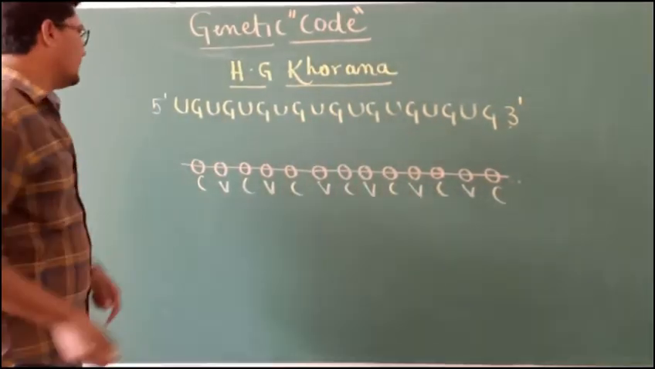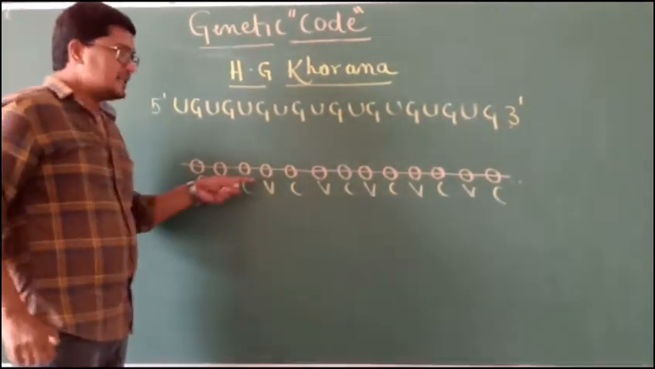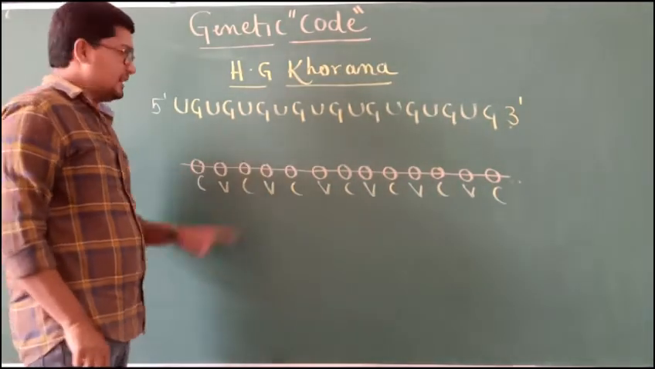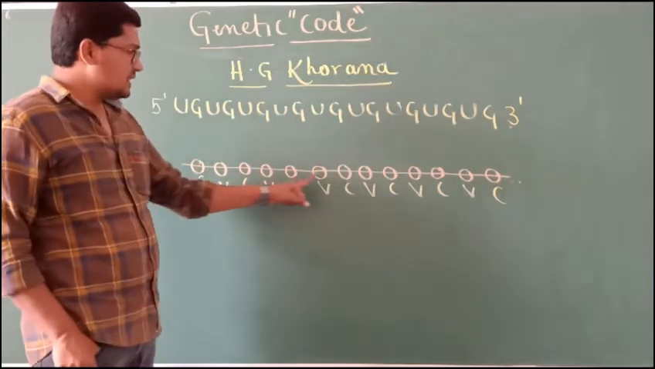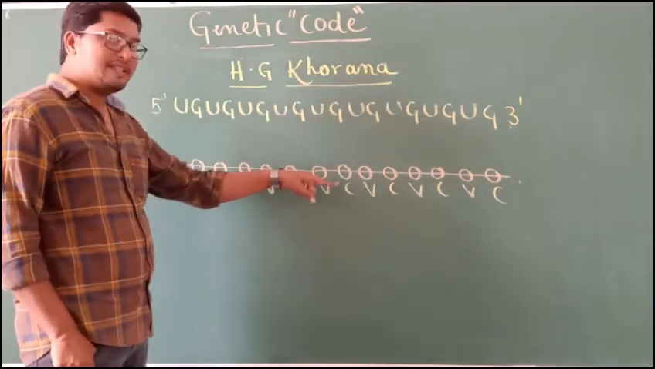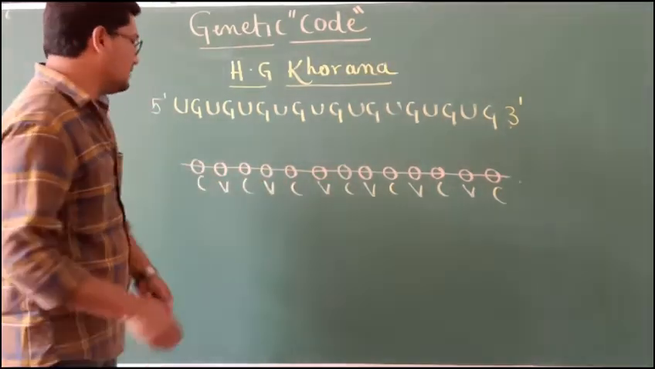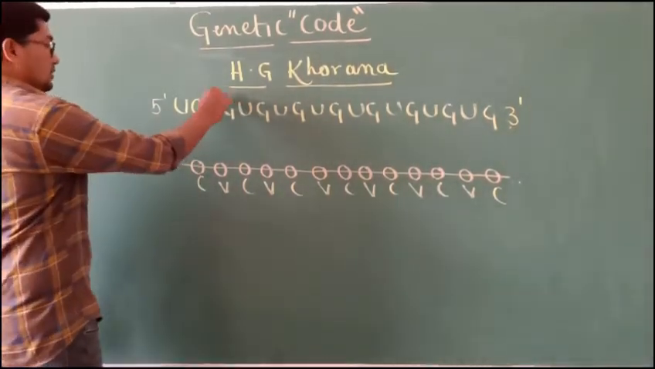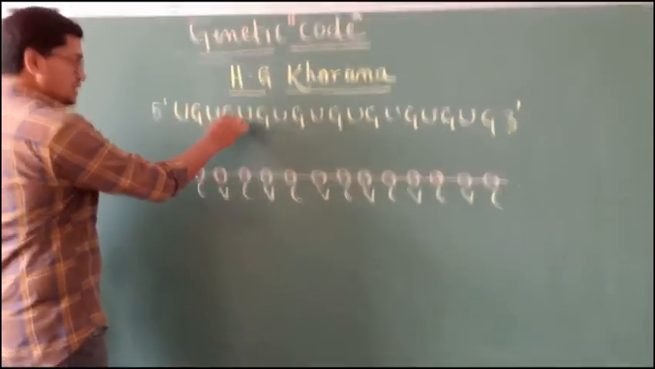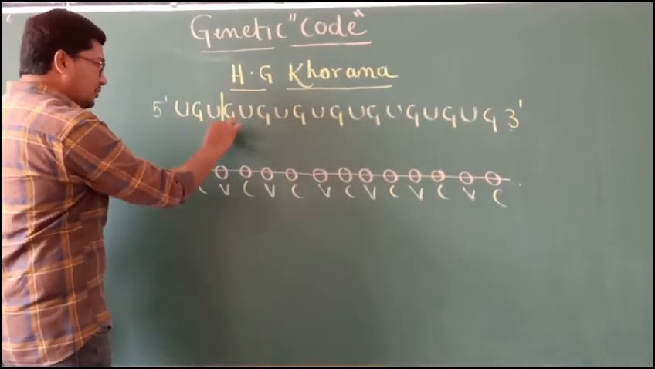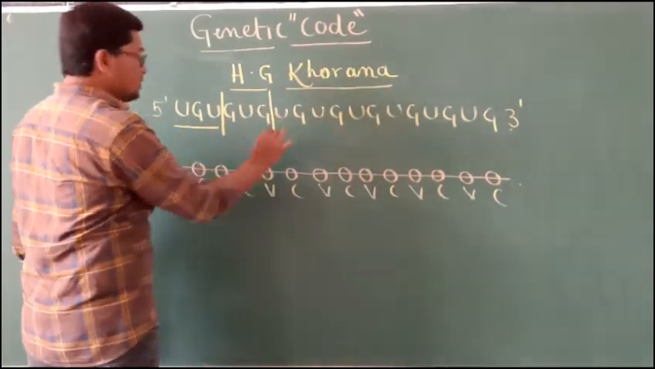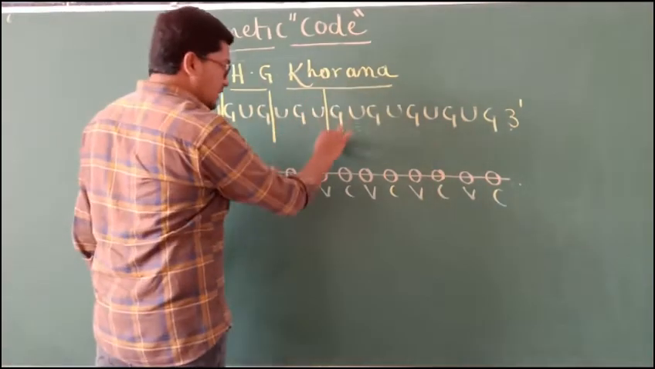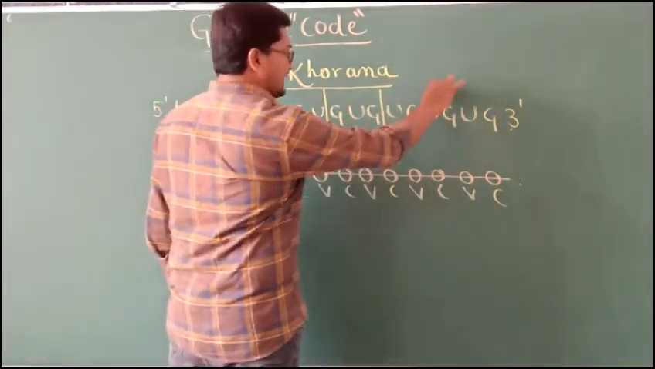It had alternative sequence of what? Cysteine, valine like that. So when a polypeptide chain was synthesized with an alternative sequence of two amino acids, that is cysteine, valine, what does it mean? You should not read it as UG, UG, UG, but you have to read it as UGU, GUG. Next once again, UGU, GUG, like this.